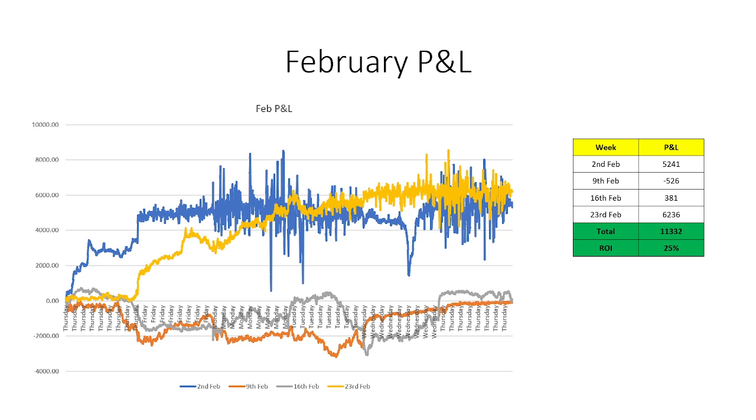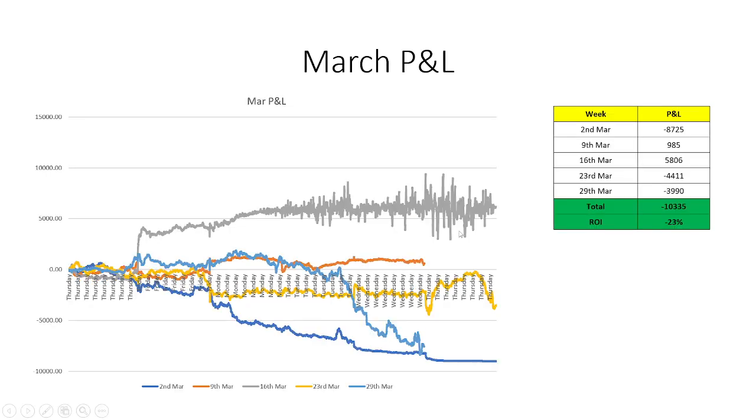And in the month of February, you see 2 weeks were like no profit, no loss, and 2 weeks you got a good profit, which turned out to be 25% return on investment, which was very good. And in March again, you can see it is 23% loss, where 3 weeks were in loss, 1 week almost 1,000 rupees profit, and the other week it was 5,800 profit. So in general, what we need to understand in these strategies is, as I said, when the market keeps going down, you will be in profit.